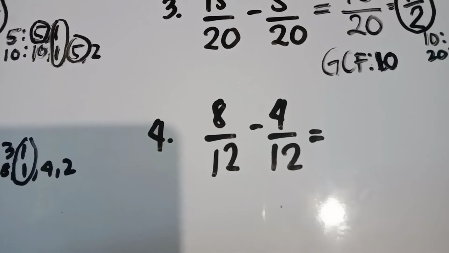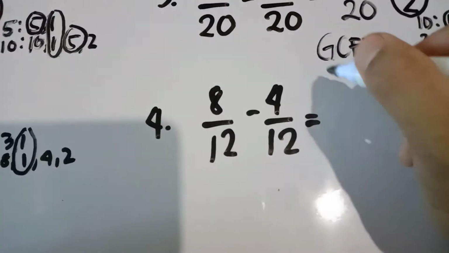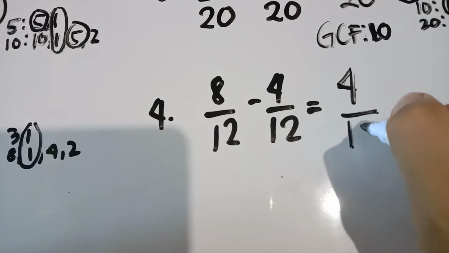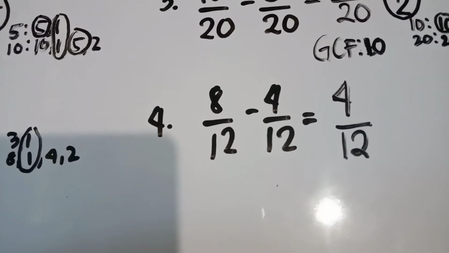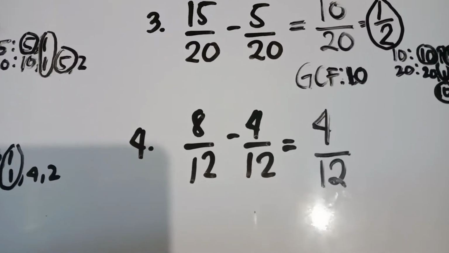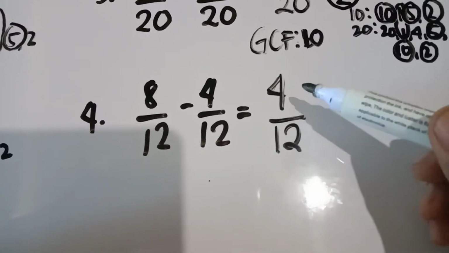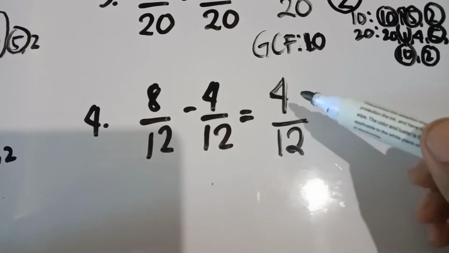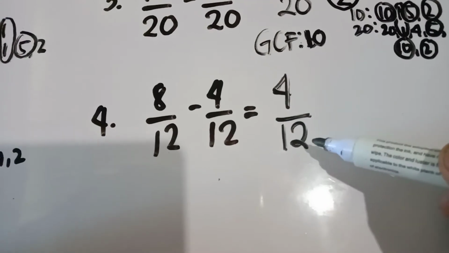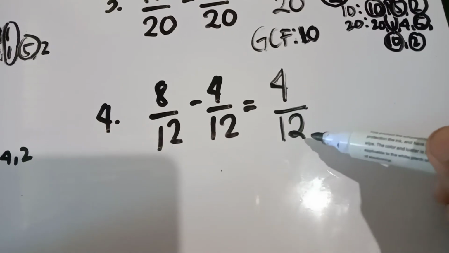So 8 over 12 minus 4 over 12. Okay, subtract the numerator. 8 minus 4, that is equal to 4. Okay, copy the denominator, which is 12. Now try to check if our answer is correct. Try to look at the fraction 4/12. Okay, ano yung number na maaaring i-divide sa 4 and maaari ding i-divide sa 12? Okay, 2. Yes, 4 can be divided by 2, 12 can be divided by 2.